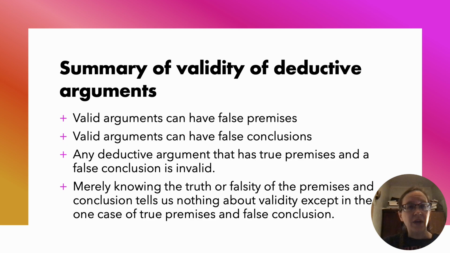So remember, valid arguments can have false premises. Valid arguments can even have false conclusions. But any deductive argument that has true premises and a false conclusion is invalid. So it cannot be the case that if the premises were true, the conclusion could be false and have it be valid. So just knowing the truth or falsity of the premises and the conclusion doesn't tell us whether it's valid or not, unless we have true premises and a false conclusion. So that's what we're looking for to determine whether an argument is valid or not.